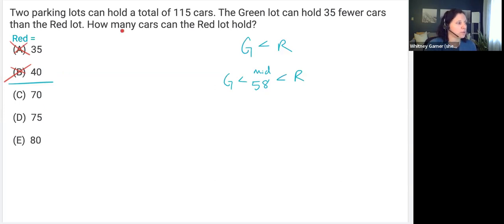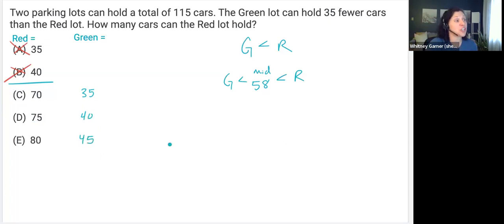So I can use either relationship to figure this out. I can go from red to green, using the 115 cars. I'm going to use red to green using the minus 35 because that feels maybe easier to me. So the green lot is going to have 35 fewer, which means that in this scenario, the green lot's only going to have 35 cars. In this scenario, it'll have 40, and then this one would be 45 cars.